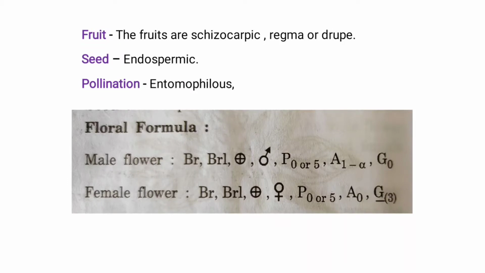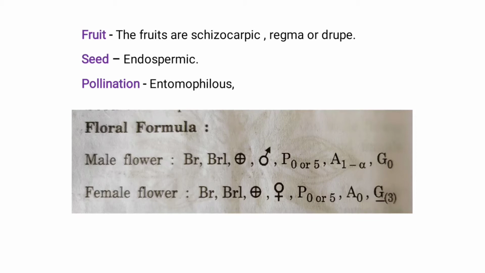And after completing the floral characters, you can write a floral formula. It means for the male and female flower. You can see the floral formula of this Euphorbia pulcherrima plant. In this plant, the male flower has bract and bracteolate present. Then the plant is actinomorphic. This sign is for the male flower. In this, the perianth is either present, five in number, or absent. The androecium is one to infinite. The ovary is absent because it is a male flower.